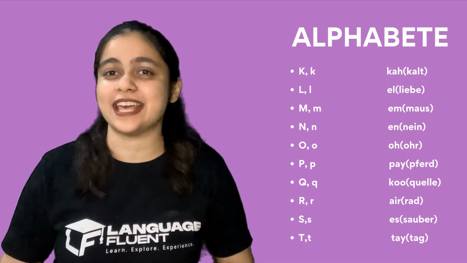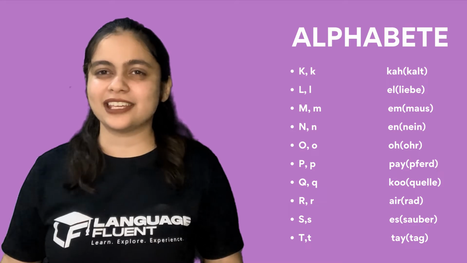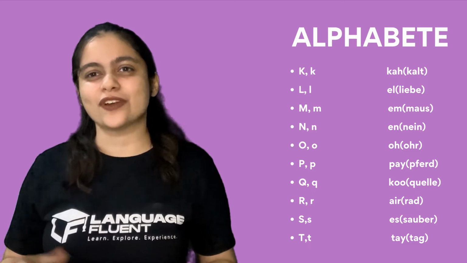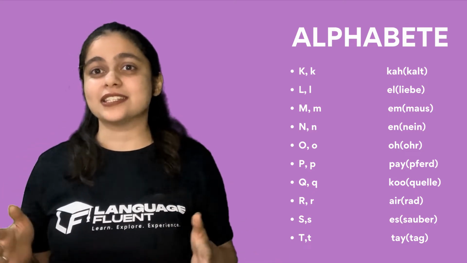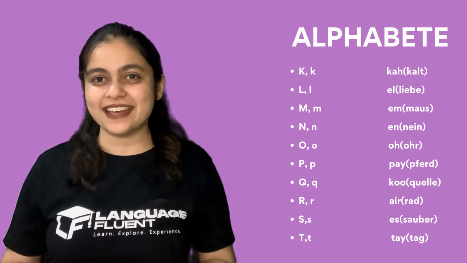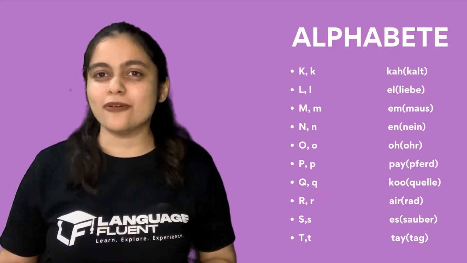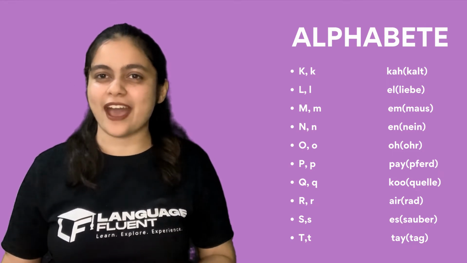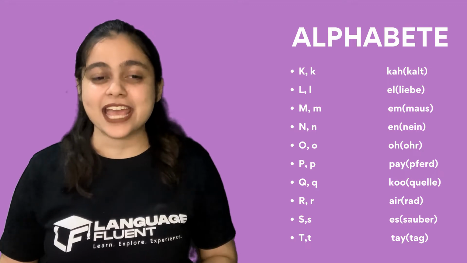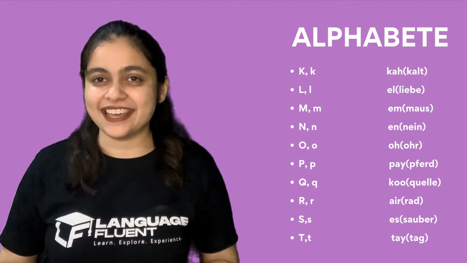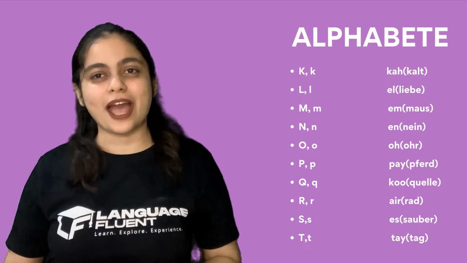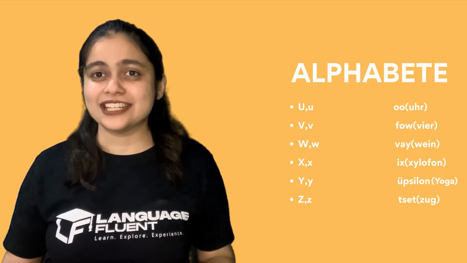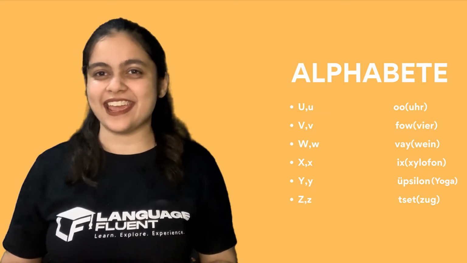The next alphabet for us is S. So S gives the sound of S only. S. Okay? And the vocabulary that I would like to share with you guys is Sauber. Sauber means sober in English. Moving on to the next alphabet, we have T. T is Tee in German. And the vocabulary for the same is Tag. Tag in English means day.